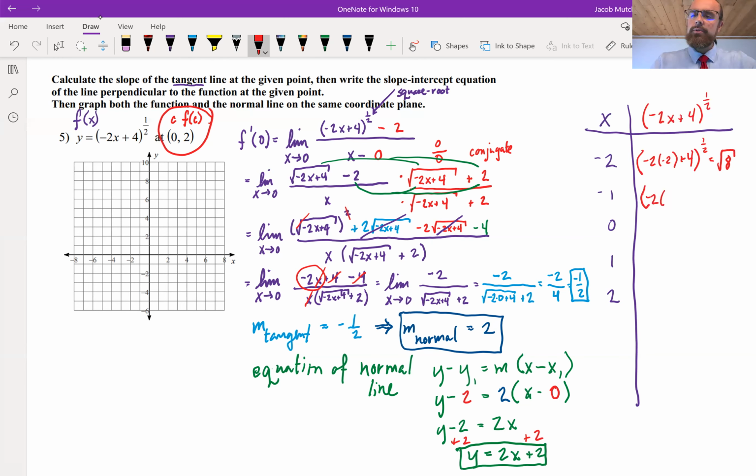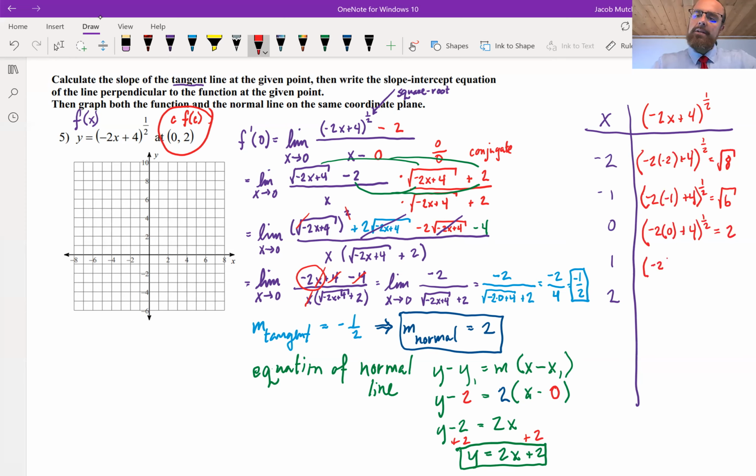So negative 2, substitute in negative 1. That's negative 2 times negative 1 is positive 2, plus 4 is 6. So this is the square root of 6. Again, I'll get an estimate for that. Third value is negative 2 times 0. That's 0 plus 4. The square root of 4 is exactly 2. That's a solid point. I don't need to estimate that one.